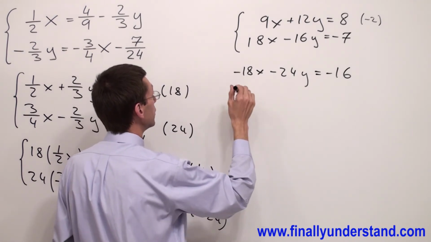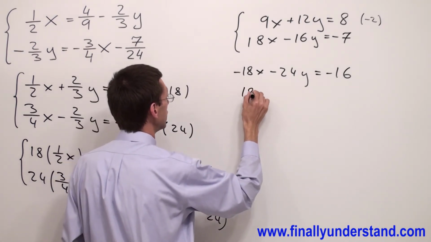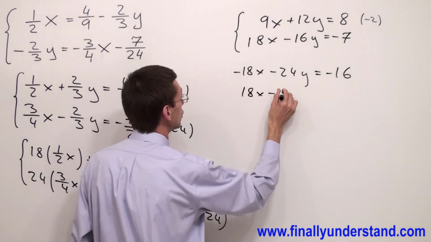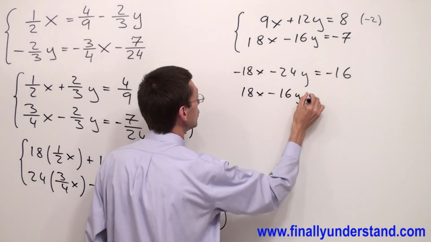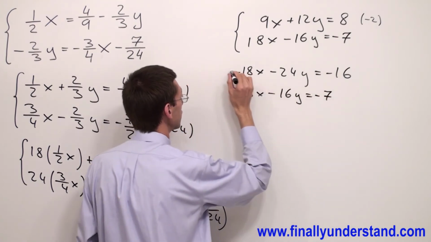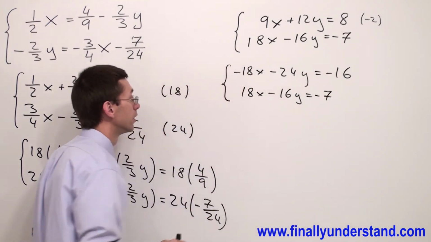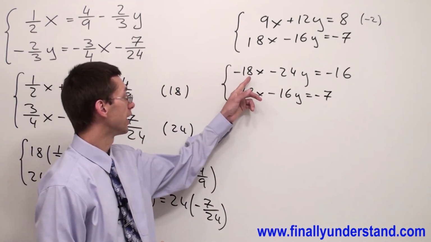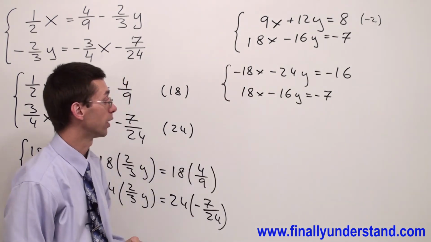Next, I'm supposed to copy down the second one. I have 18x minus 16y is equal to -7. -18x plus 18x is equal to 0.